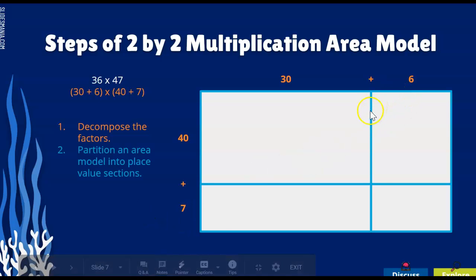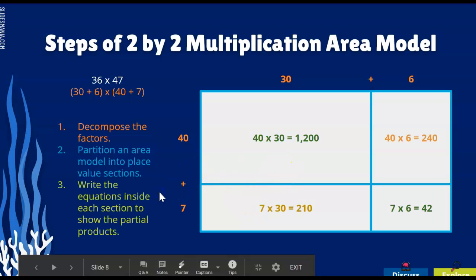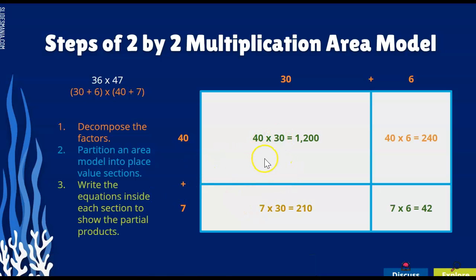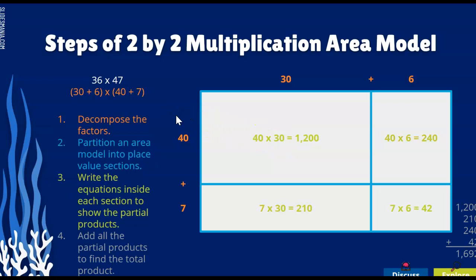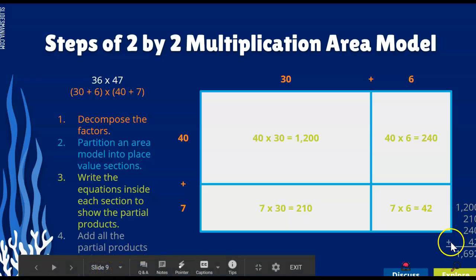And then we partition the area. So we partition the area into sections. You've got one section right here where you can multiply those two, a section here, one at the bottom, and one here. Then we write the equations inside of each section to show the partial products. The answer that you get for each of these equations is called the partial product. And then we have to add up all of the partial products to find the actual product. So all of the partial products have been added up over here.